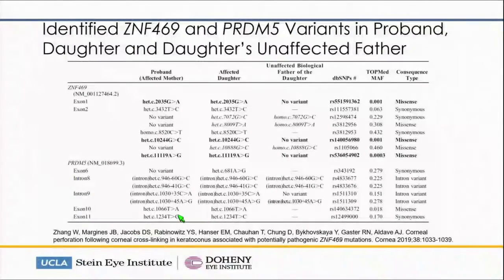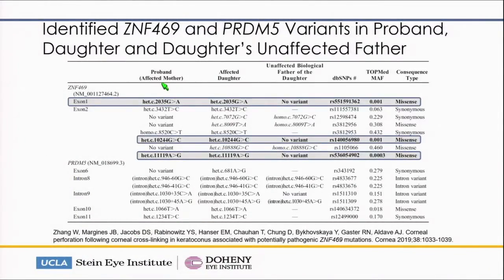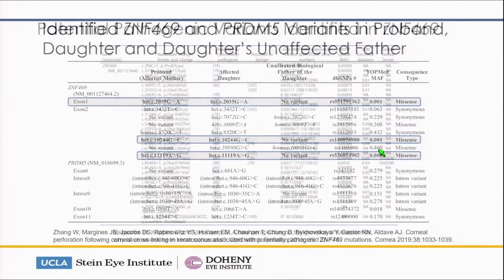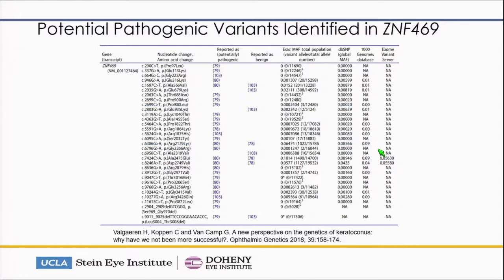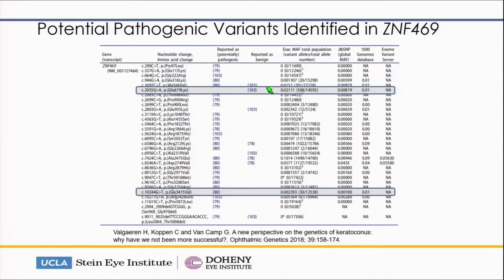So we screened these genes in the mother, as we see here, the daughter, and in the unaffected father of the daughter. And we found these three variants in the ZNF469 gene, each present in the heterozygous state, that were not present in the unaffected father, and that were present in 1 in 1,000 or fewer individuals in the general population. Now, have these been associated with keratoconus before? In fact, the answer is yes. 2 of them have been reported before to be associated with keratoconus.